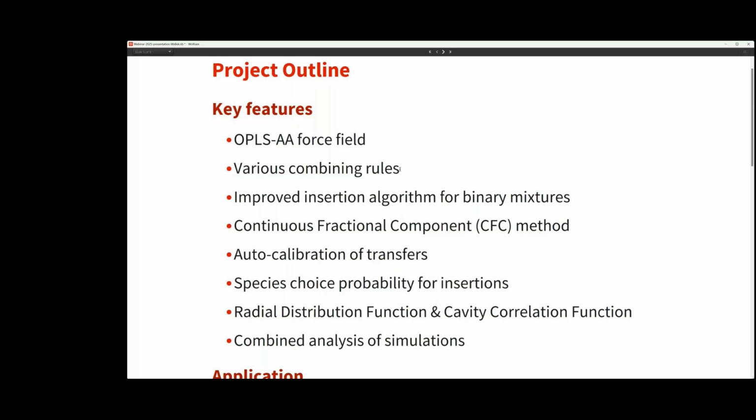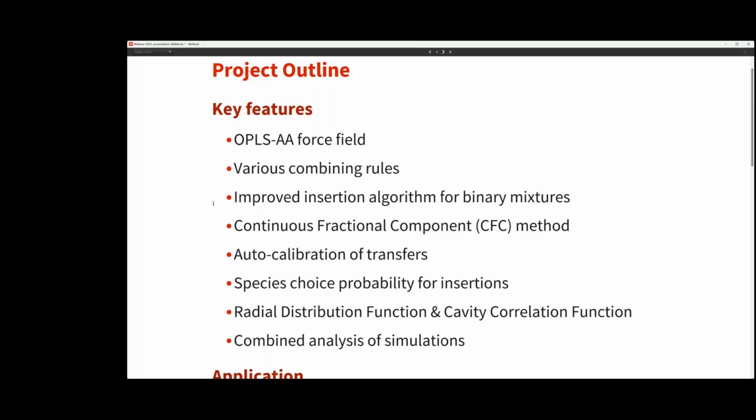So we use the so-called optimized potential for liquid simulations force field in its all-atom variant, OPLS-AE, which is proposed by William Jorgensen and considers every atom of a molecule explicitly. For mixtures, we have various mixing and combining rules available, like geometric mean or the rules of the Lorentz-Berthelot type. The program provides an improved insertion algorithm for binary mixtures to increase the acceptance rate of molecule transfers based on identity changes, as proposed by Professor Panagiotopoulos.